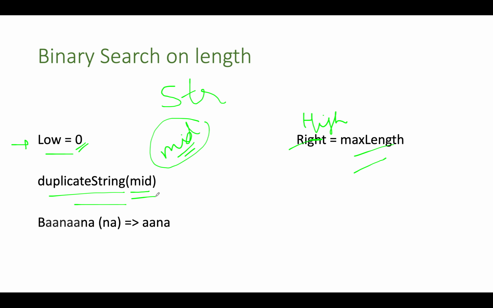If that is the case, then we re-pivot the low and high pointers accordingly, as per the decision governed by the duplicate string helper method. For example, if it tells us that up till mid there exists no string which is duplicated, we update high to mid. Otherwise we update low to mid plus 1, the way we have been applying binary search on plenty of questions.